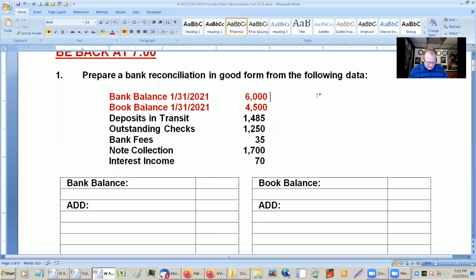Those will come off your bank statement. So you get your bank statement, either electronically or through the mail. Whatever amount they have on there, that's the bank balance. And then you'll have the book balance, and this is what you have in your accounting records. So if you pulled up your cash account, this is what would show in your cash account.